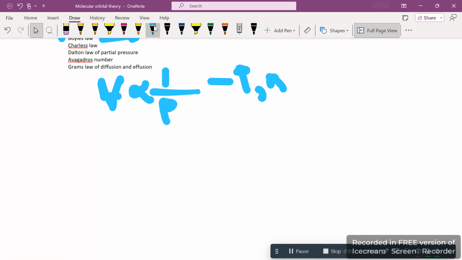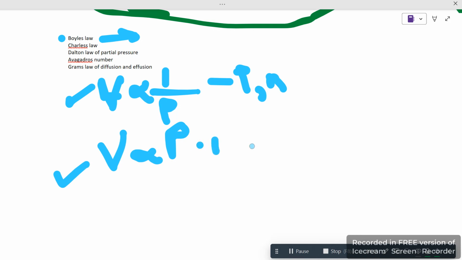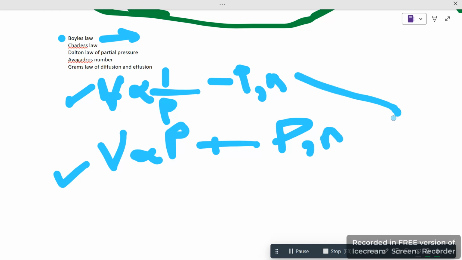Okay. Then if you talk about Charles's law, in this the volume should be directly proportional to the temperature. This means if one increases, the second will also increase, but in this the condition would be different. And here you need to keep constant P, which is pressure, and n, which is number of moles. These all should be constant.